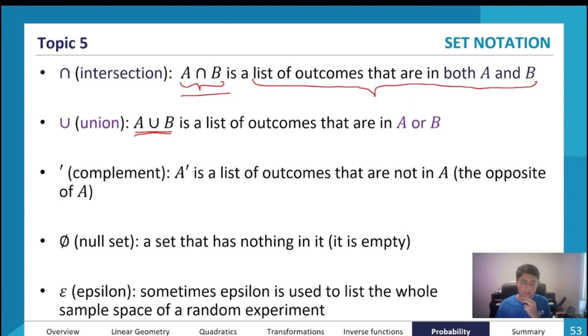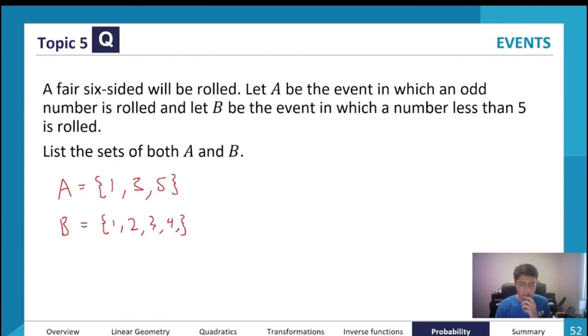Okay, now the dash means complement. So if we take an event and we put a dash next to it, we're talking about all the outcomes that are not in that given set. So A dash is a complement. That's the list of outcomes that are not in A. So in our previous example, we saw that A is all the odd-numbered events. A dash would be the set 2, 4, and 6.